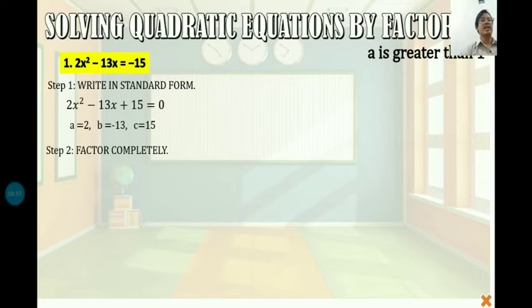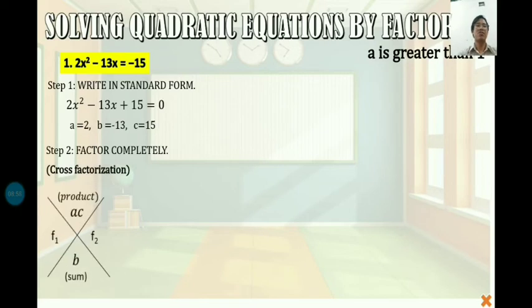Factor completely. In order for us to factor it completely, let us apply this method, cross factorization. So what is cross factorization? As you can see, we have 4 regions here. On the upper part is the product of a and c, and the lower part is the sum, which is b, and the left side and the right side are the factors of the product. Okay, in this case, you have to find the factors of the product whose sum is b.